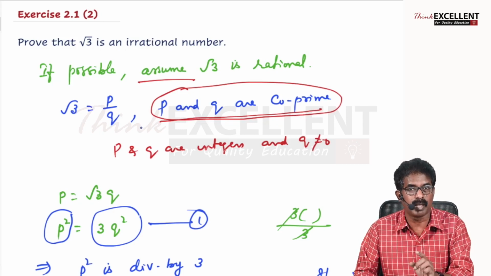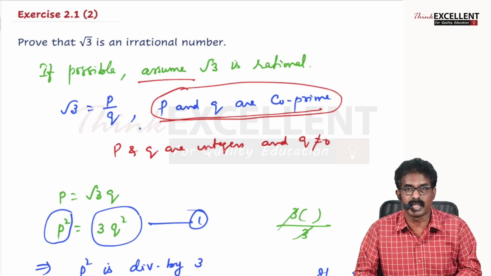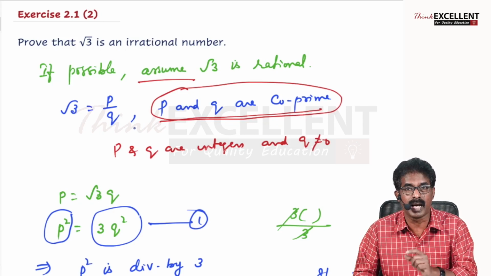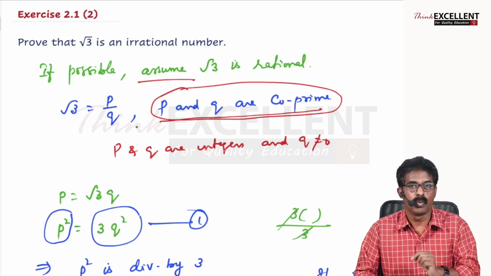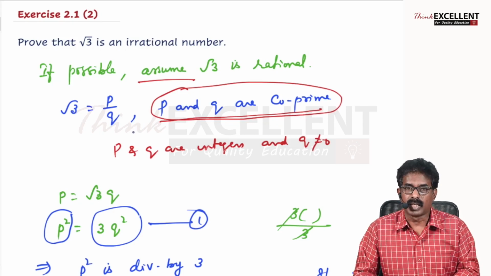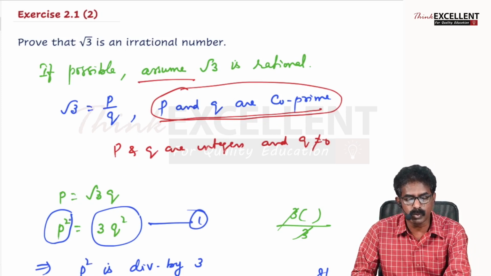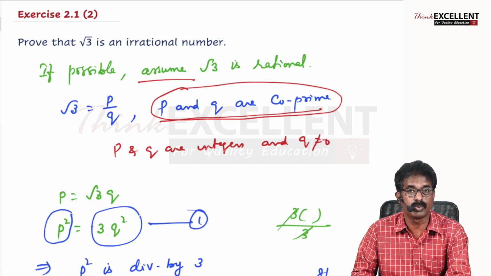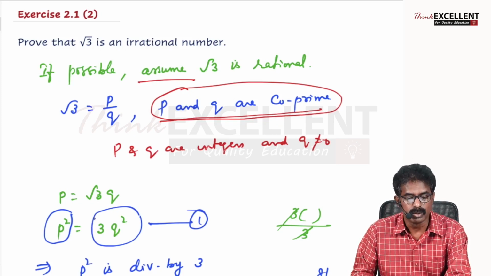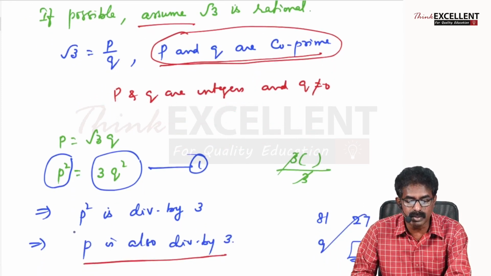Another important thing, because for that only you are getting a contradiction: P and Q have no common factor other than 1. In short, you can write it as P and Q are co-prime. Then cross multiply and square. So 3 into Q square. 3 into something is divisible by 3. So P square is divisible by 3. So P is divisible by 3.